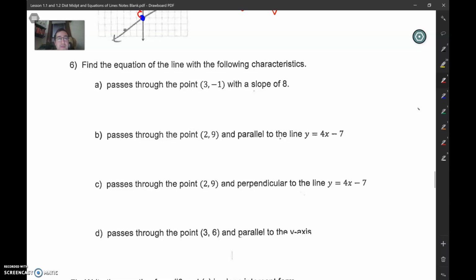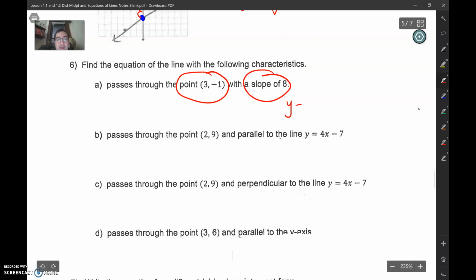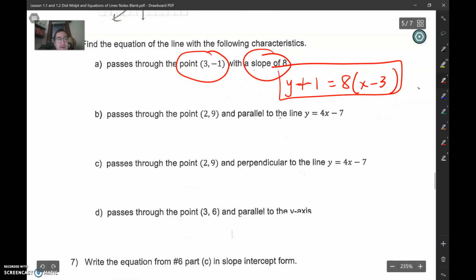Find the equation of the line that passes through this point with this slope. Okay, we've got a point, we've got a slope. Don't try to do slope-intercept, it's too hard. Do literally point slope. So y minus y1 equals slope times x minus x1. Voila. And when you see a minus, you can just make that a plus. There's my equation.